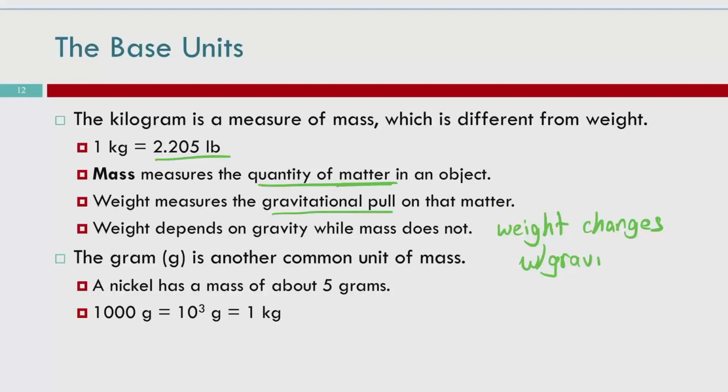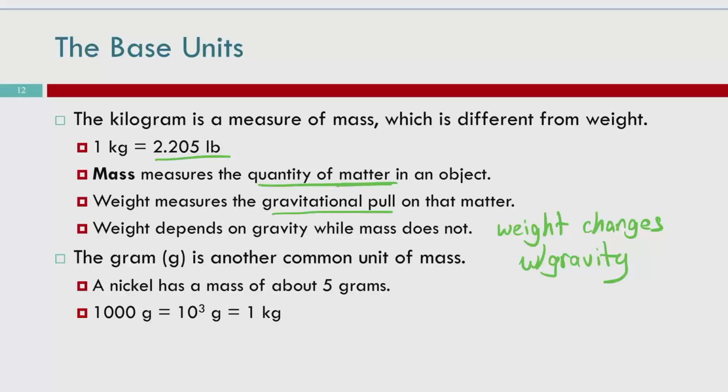Weight changes with gravity. If you're staying on Earth, your gravity, wherever you are, is going to change a little bit, but it's not going to change enough that it's going to make a difference for most of us. You can't lose weight by just flying to a different part of the world and stepping on a scale there. You would have to walk around or not eat for the whole time that you're on the flight, or other stuff.